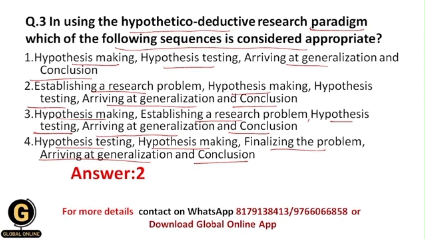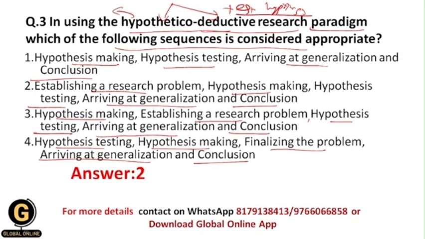conclusion. Okay, so basically what is the meaning of hypothetical deductive research paradigm? In this research paradigm, you can see these two words, and those are hypothetical and deductive. So hypothetical means basically you are going to formulate the hypothesis, and deductive means you are going to test the hypothesis. So this is the meaning of these two words.